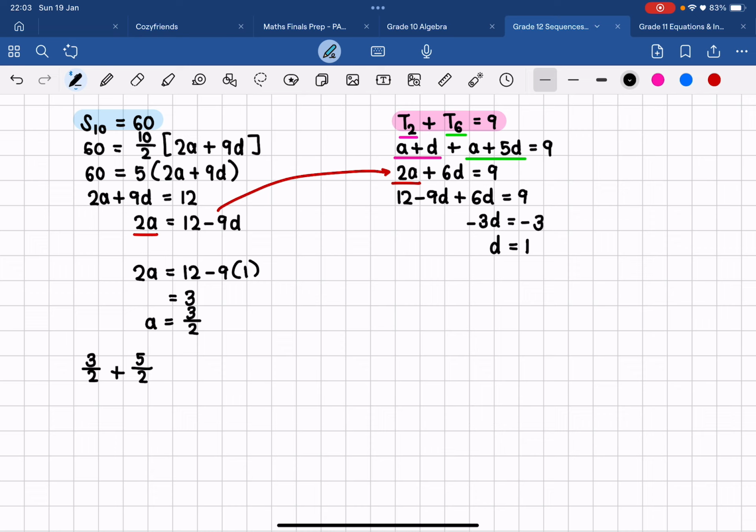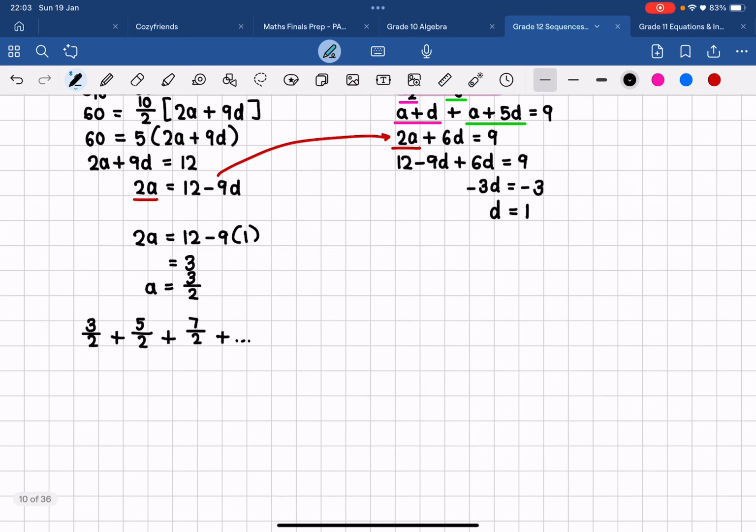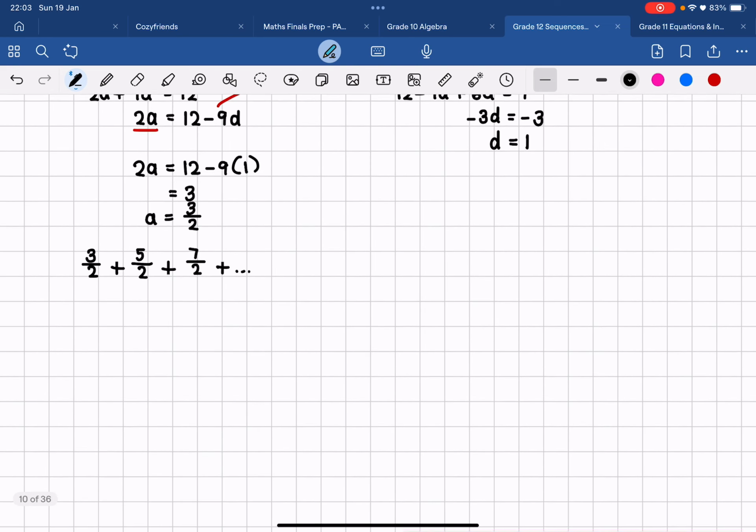You can also write these values in decimals if you prefer. And then we need to add 1 again to get the third term. That is going to be 7 over 2. I'm just going to say plus dot dot dot because there are more terms. They just haven't asked for them. If you want to, you can write 1.5 plus 2.5 plus 3.5. That is also fine. All right, that is perfectly fine.